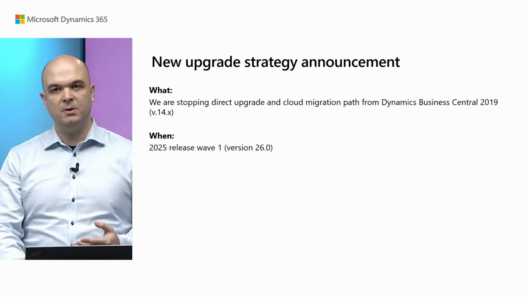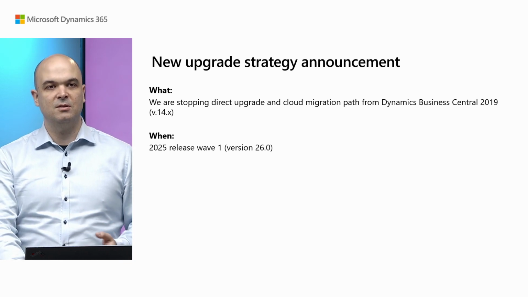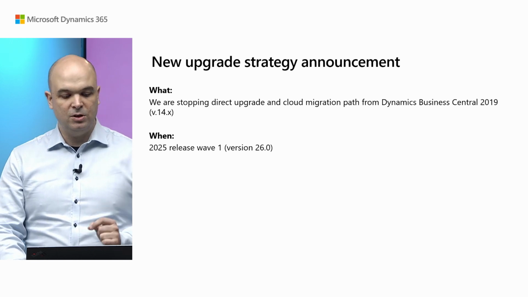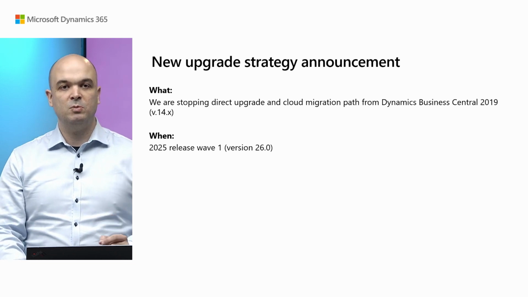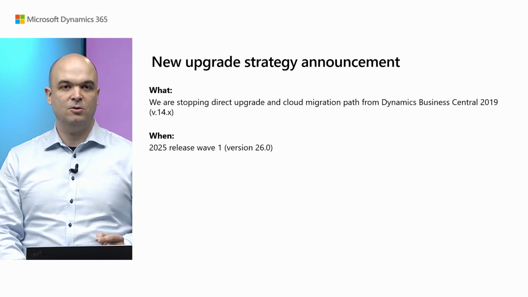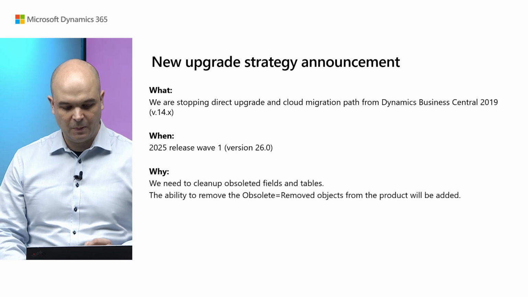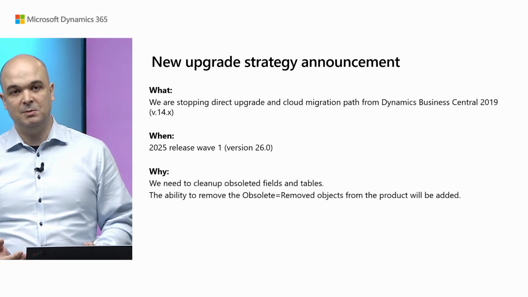And for the last thing, for the cloud migration upgrade flows, we have an important upgrade strategy announcement. We are stopping the direct upgrade and cloud migration path from Dynamics Business Central 14 in approximately a year and a half from now. So in April 2025, together with version 26, it will not be possible to cloud migrate or directly upgrade from version 14 to version 26. The reason why we are doing this is because we need to remove obsoleted fields and tables.